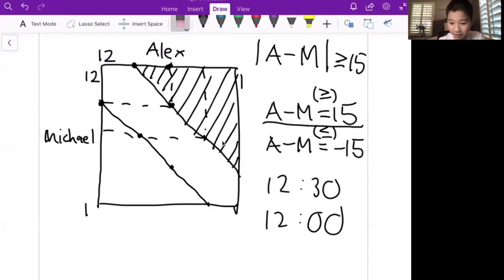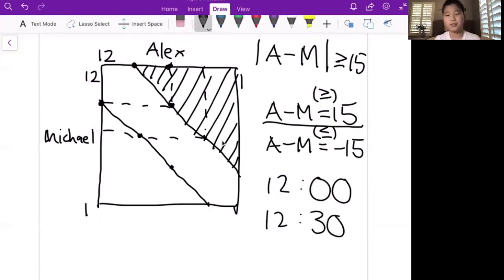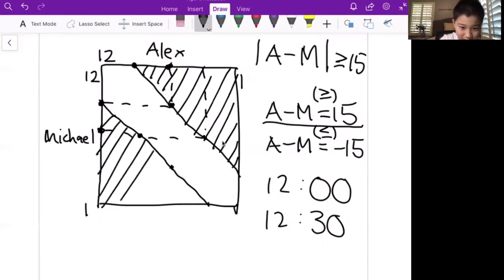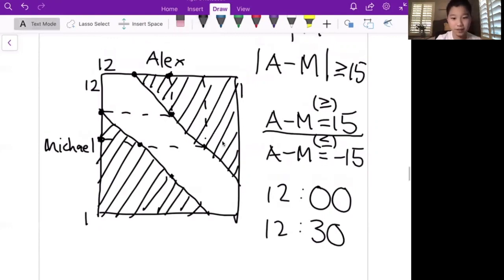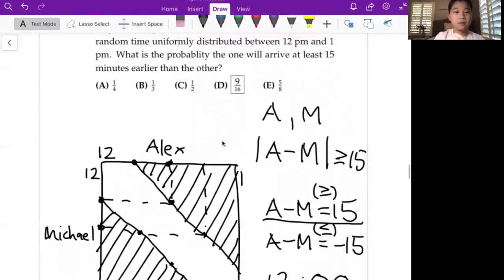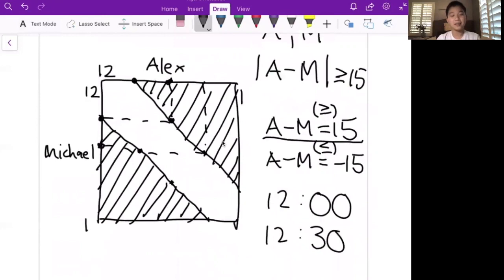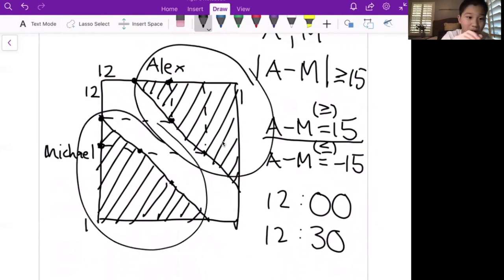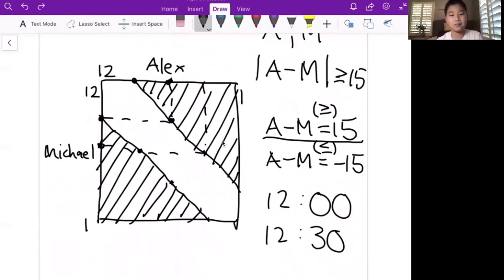Same thing, except now you reverse it for the other inequality. What if Alex arrived at 12 and Michael arrived at 12:30? That would correspond to this point right here. So we should shade this region of the inequality. Okay, now we've done this much. How can we find out the probability? So the way we did this, it ensures that these two shaded regions are what we want to find.